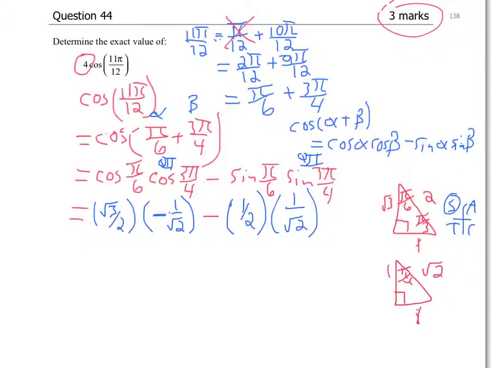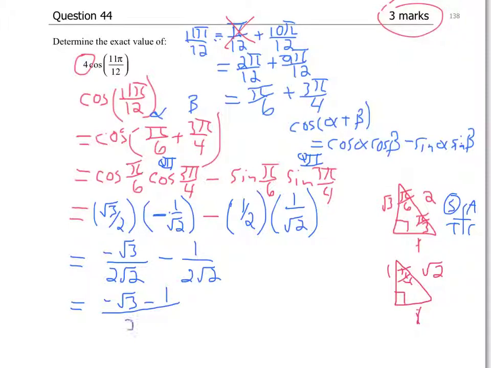So how do you multiply fractions? Top times top, bottom times bottom. So this is minus root 3 over 2 root 2. Subtract 1 times 1 is 1 over 2 root 2. And we can write this as minus root 3 subtract 1 over 2 root 2.